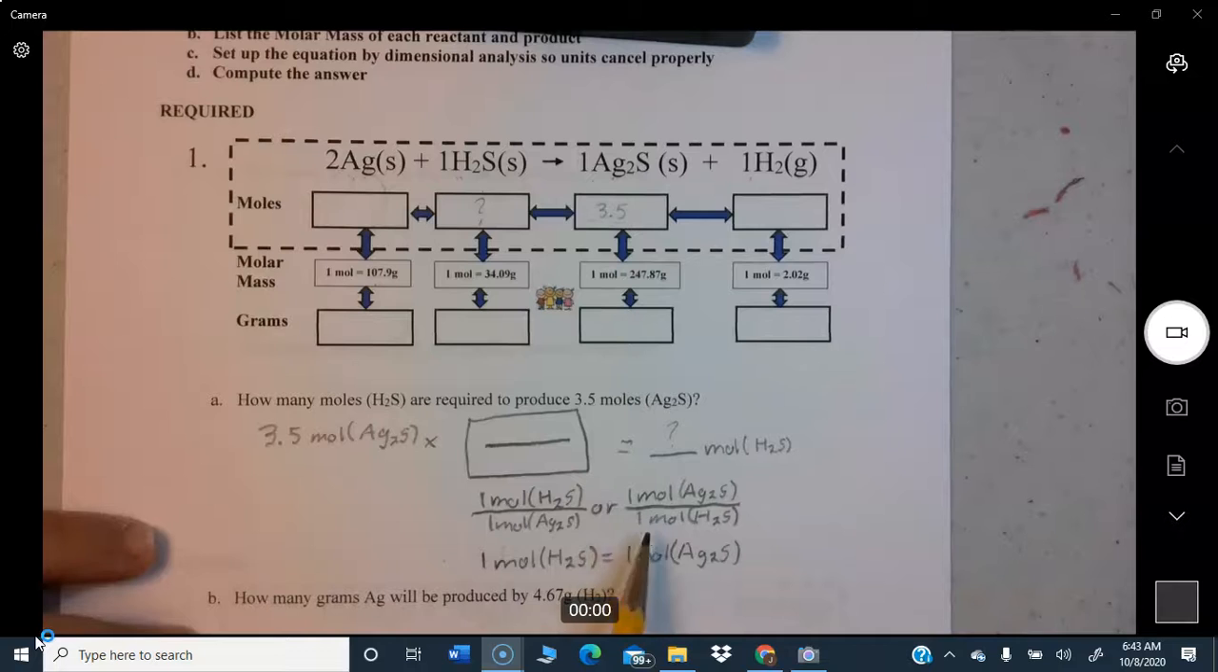Okay, so I have two ratios that are both true statements. There's 1 mole of H2S for every 1 mole of Ag2S, or there's 1 mole of Ag2S for every 1 mole of H2S. Which one are you going to put in here? Think about it. You want moles of Ag2S to cancel out, to go away, and you want to end up with moles of H2S at the end. So which one does it? It would be this one.